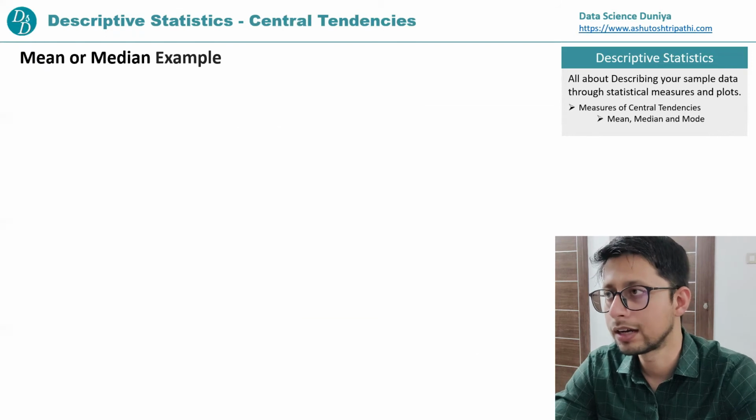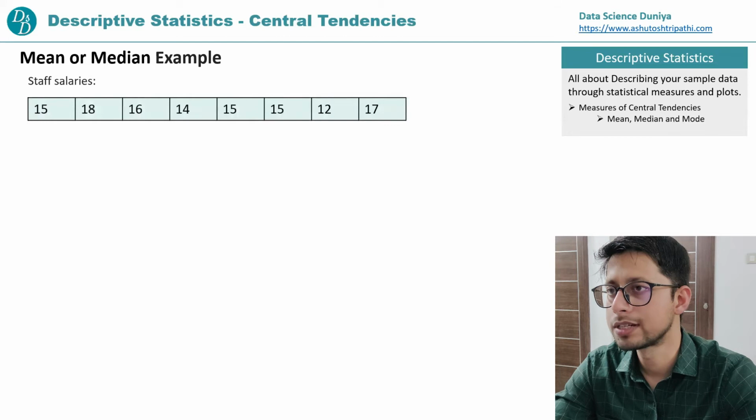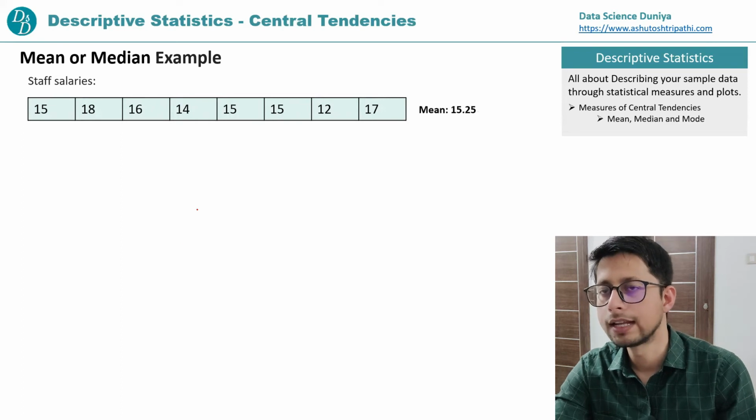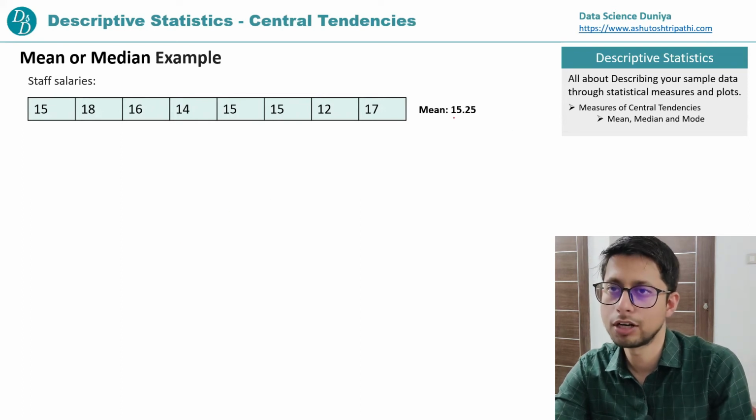And now let's understand with one example what is the difference between mean and median. Let's talk about some staff salaries in some random companies, like 15k, 18k, 16k, like that. If you talk about the mean, you can simply calculate it by the previous formula: the summation of these things divided by the total number. So mean will come to 15.25.